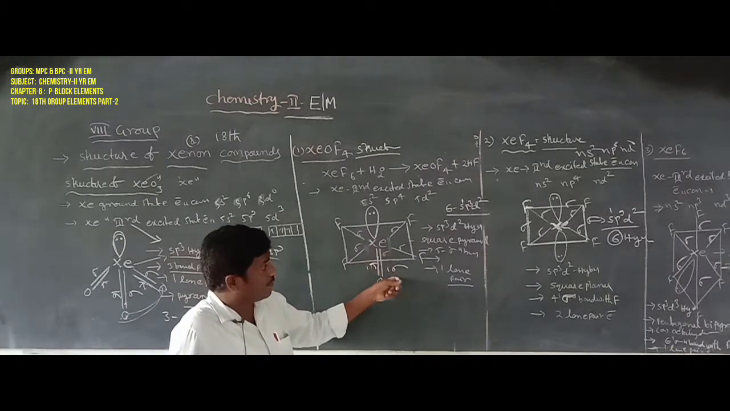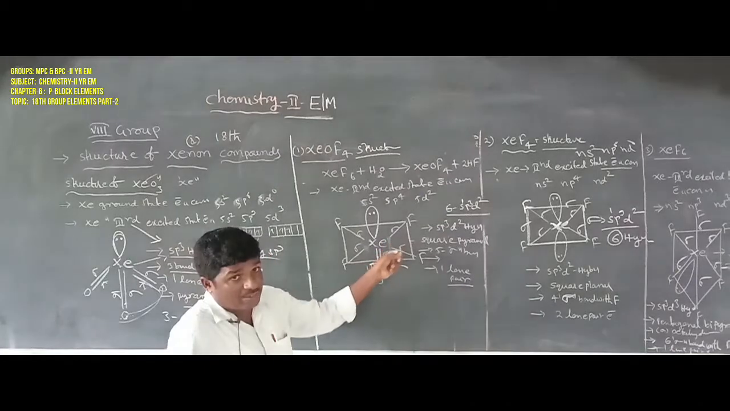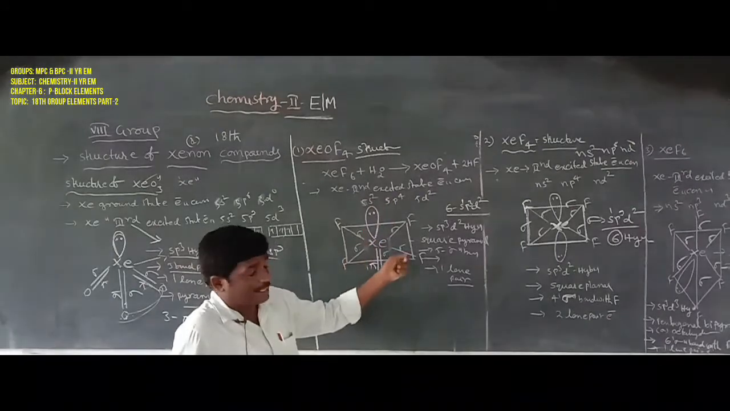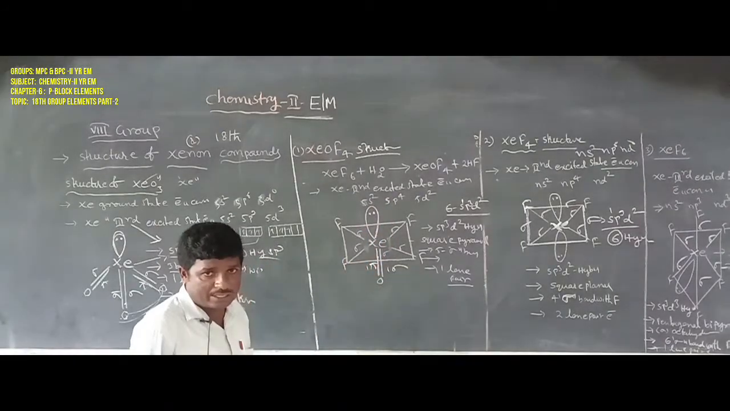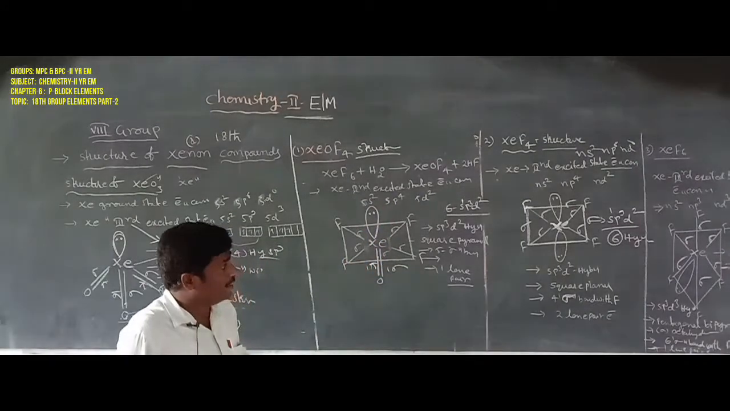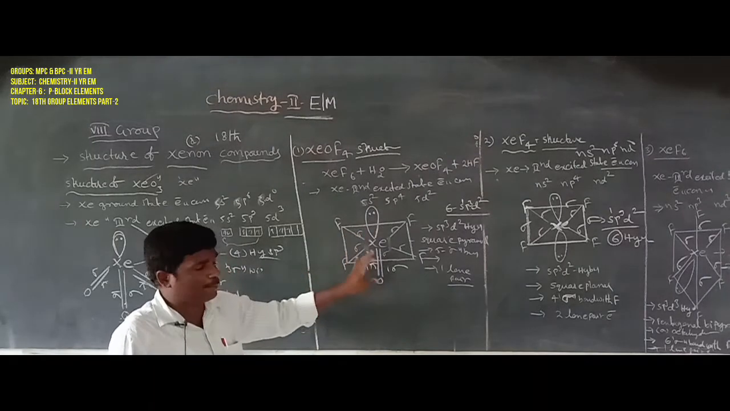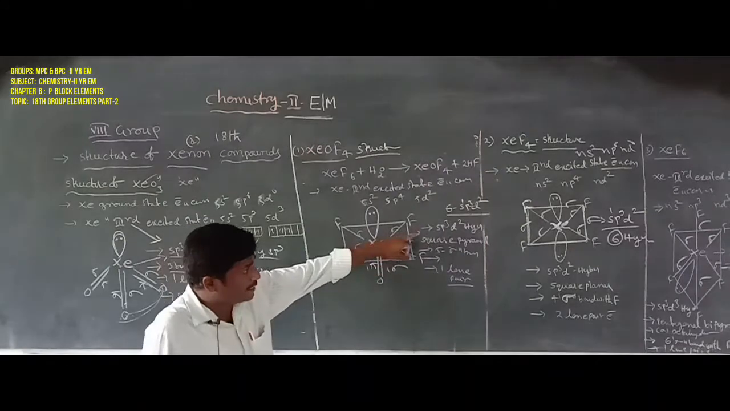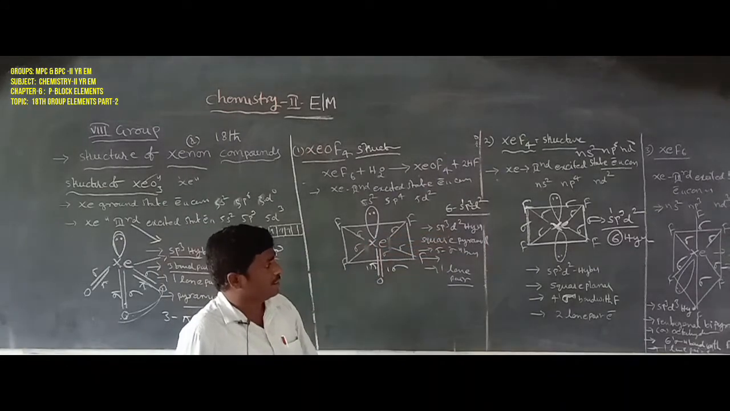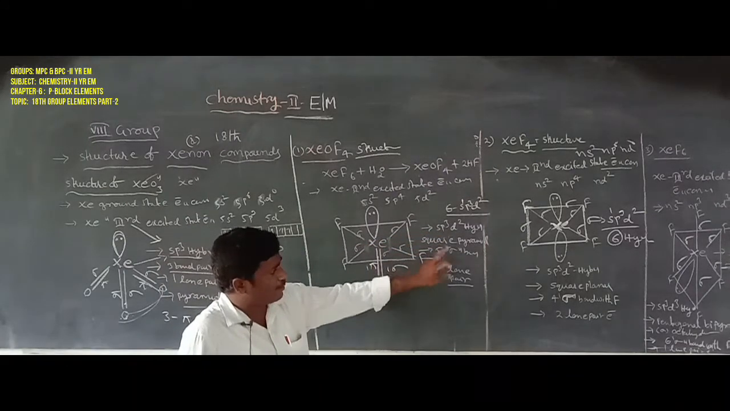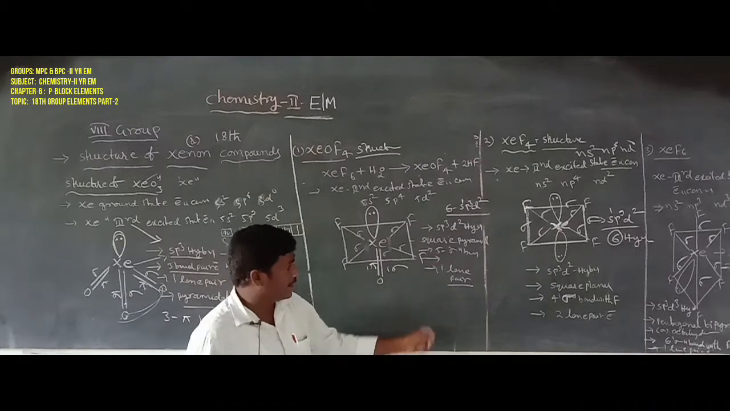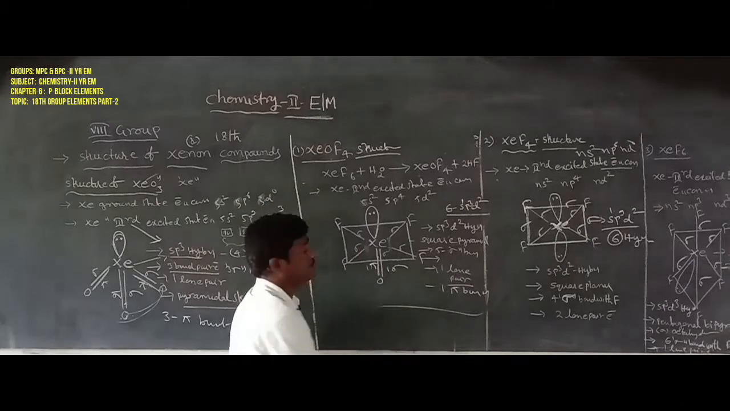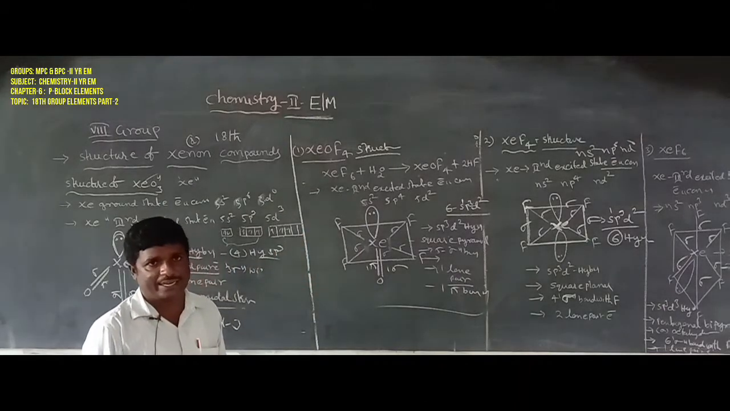That forms 5 sigma bonds, and 1 is the lone pair, so totally 6 electron pairs. With 6 electron pairs, it forms a square pyramidal structure. The hybridization is sp3d2. There are 5 sigma bonds, 1 lone pair, and the remaining one is the pi bond. That is the structure of xenon oxy tetrafluoride.